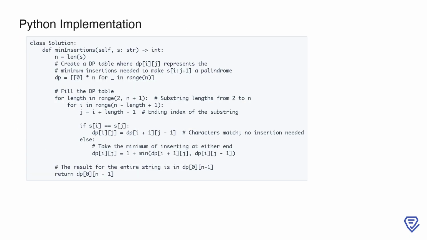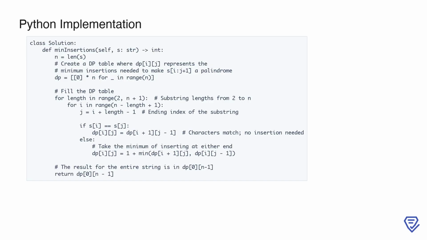This implementation solves the problem of finding the minimum number of insertions required to make a string a palindrome using dynamic programming. We start by initializing a 2D DP table where dp[i][j] represents the minimum number of insertions needed to make the substring s[i..j] a palindrome. The table is initialized with zeros since no insertions are required for single-character substrings, the base case.